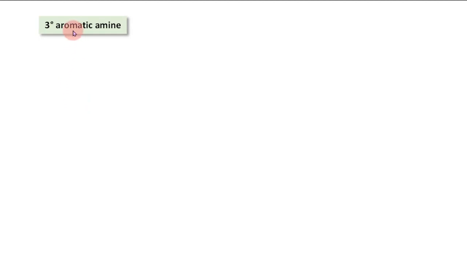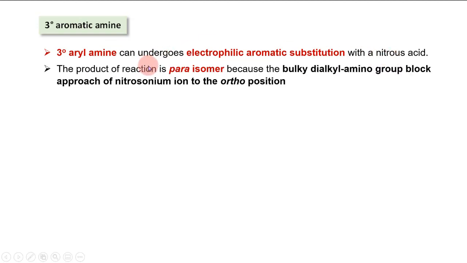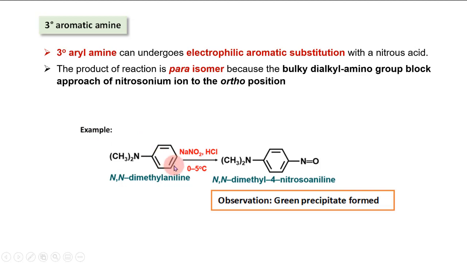Whereas for the tertiary aromatic amine, it will undergo electrophilic aromatic substitution with nitrous acid. And the product formed is the para isomer. That means it substitutes at the para position, number 4. This is due to the bulky dialkylamino group blocking the approach of the nitrosonium ion to the ortho position. So for example, if you look at this N,N-dimethylaniline, here you've got 2 methyl groups.